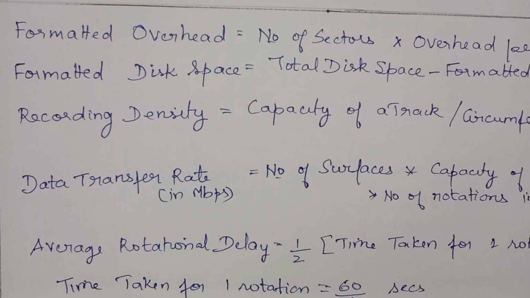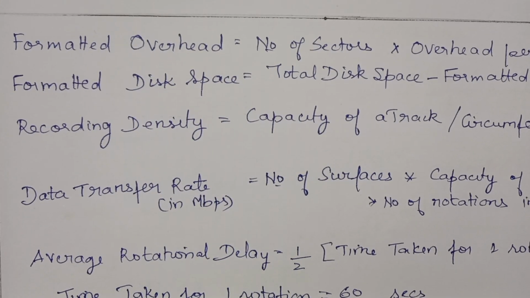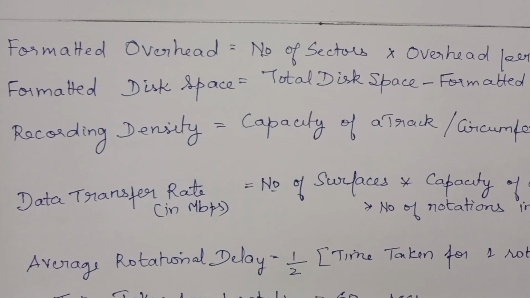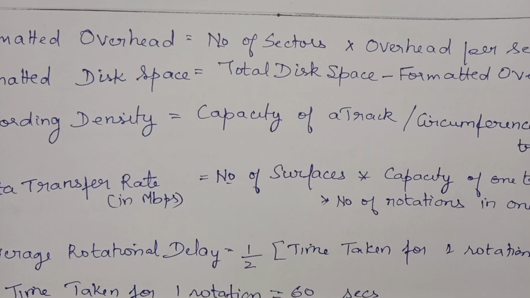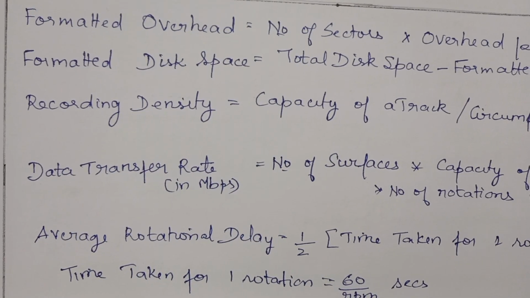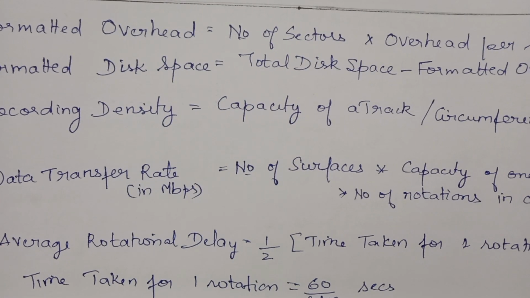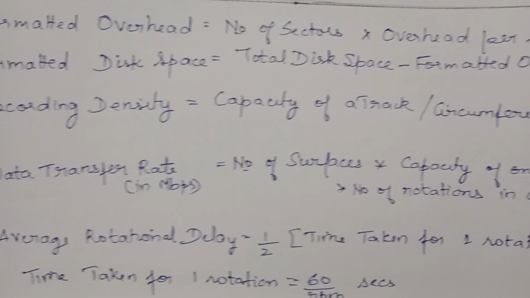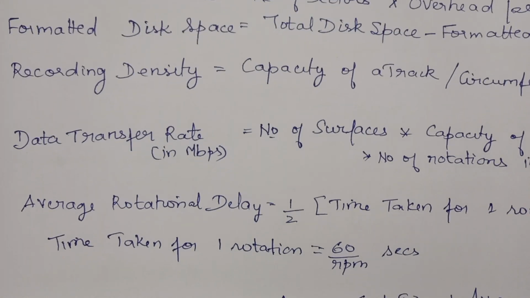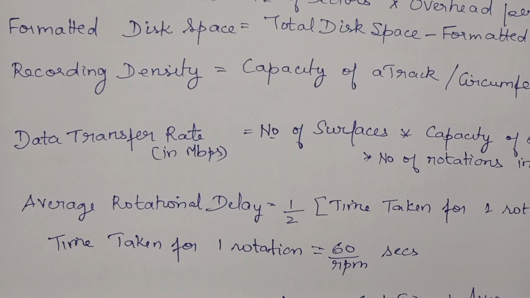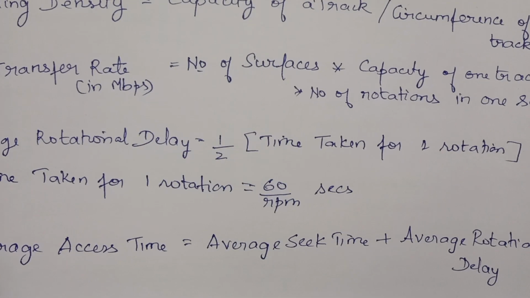Formatting overhead is equal to the number of sectors times the overhead per sector. Formatted disk space is equal to total disk space minus formatting overhead. Recording density is equal to the capacity of a track divided by the circumference of the innermost track. Data transfer rate is the number of surfaces times the capacity of one track times the number of rotations in 1 second. Average rotational delay is equal to half of the time taken for one rotation. Time taken for one rotation is 60 divided by RPM seconds. Average access time is equal to average seek time plus average rotational delay.